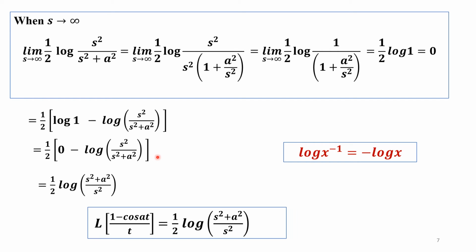Okay, so the final answer is L of 1 minus cos at upon t is half log. So basically what we have to do is calculate the Laplace transform of the numerator, and whatever answer we get has to be integrated with respect to s between the limits s and infinity. Apply the upper limit and the lower limit. When we apply the upper limit as s equal to infinity, it becomes 0 here. So we will get 0 minus the same function at s. And then just to cancel this minus sign, I'm taking the reciprocal of that. So log of s square plus a square upon s square.